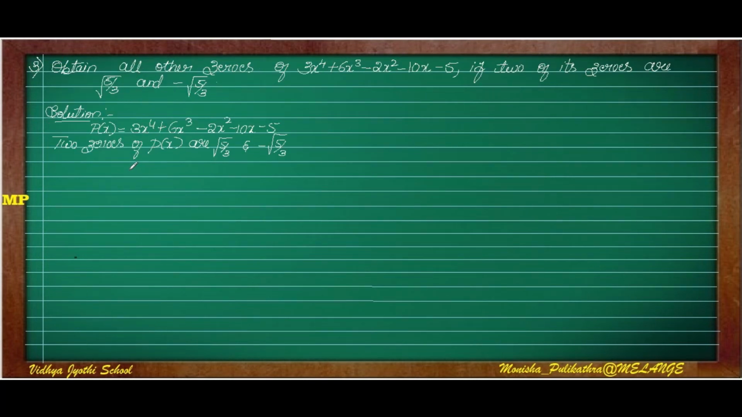Moving on to the third question of this session. Here p of x, that is the dividend, is given. So in the dividend, the power is 4, then the roots or the answers for this are considered as zeros. 2 of the roots have been given. We need to find out 2 more zeros or 2 more roots of the given equation. Here p of x is 3x to the power of 4 plus 6x cube minus 2x square minus 10x minus 5. 2 zeros or 2 roots for this equation are root 5 by 3 and minus root 5 by 3. We have to find out 2 more roots or the zeros of the equation.